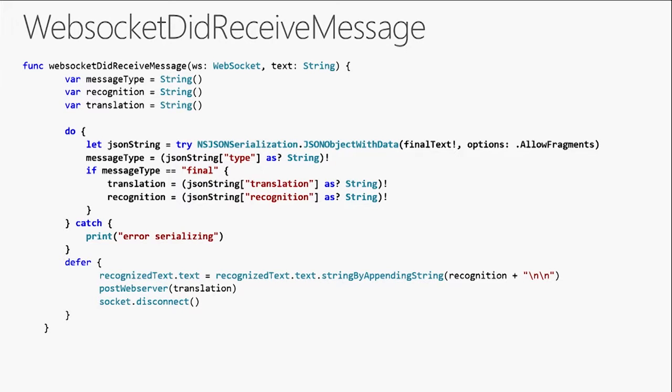Once we know that it's a final, we want to grab the translated string and the voice recognized string. Once we have those 2, we're going to display the recognized text to the person who asked the question. We're going to post the translation to a web service so that the other iPad can pick it up. And then we're going to disconnect the socket.